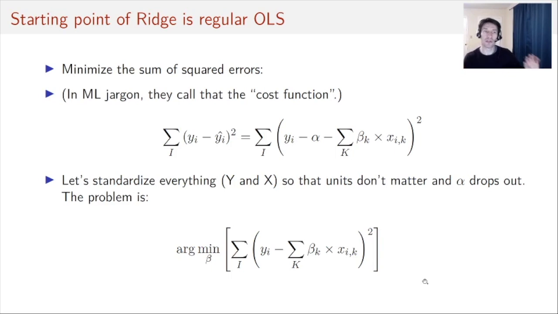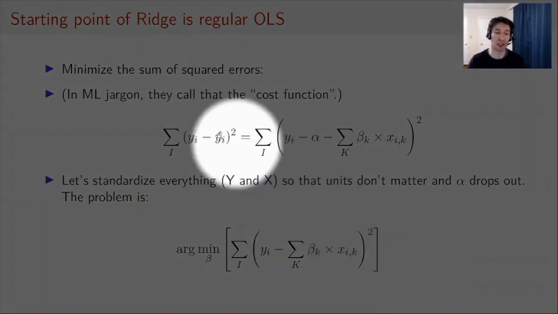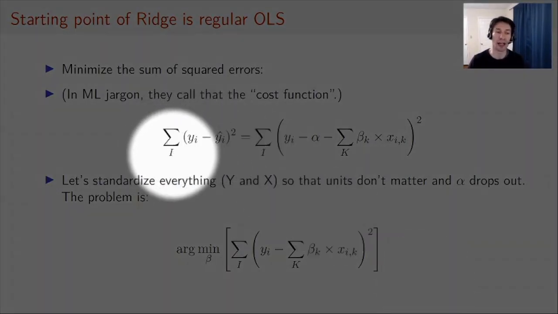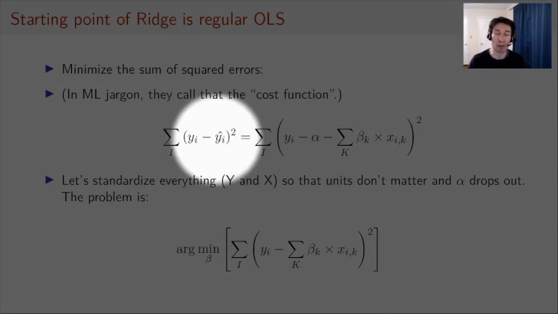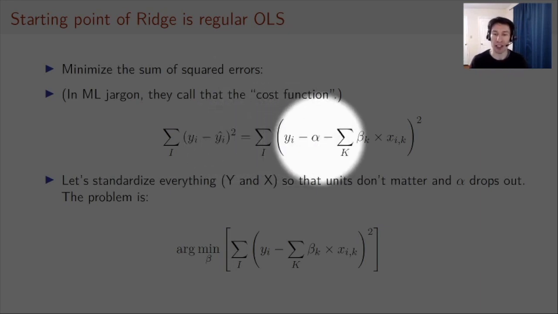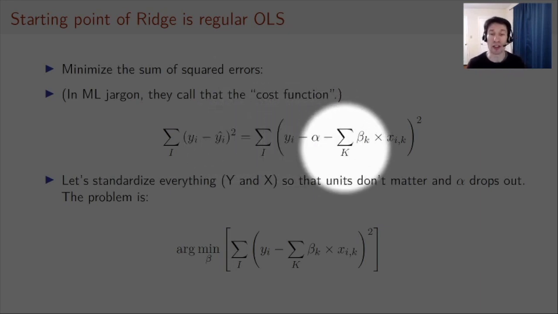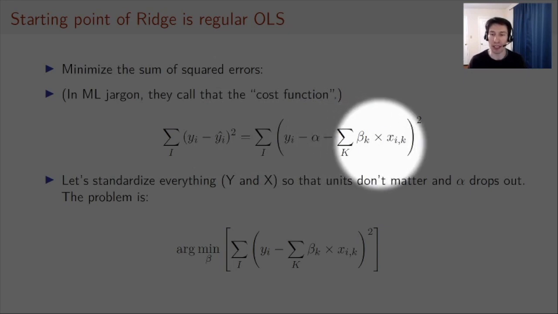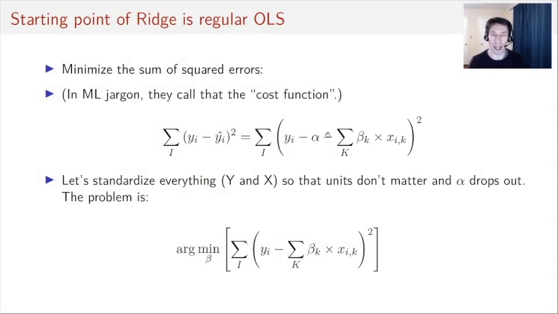So the starting point for ridge is just the regular OLS. Now, as a reminder, OLS minimizes the sum of squared errors. The sum of squared errors is the sum over i, your observations, of (yi minus y hat i) squared. Right? If you develop that, it's yi minus alpha minus the sum over all the k's, those are your variables, of beta k times xik, squared. Okay, so we call that the sum of squared errors. In machine learning, they call this the cost function, because in all of these methods, they're minimizing something they call a cost function. For OLS, this is the cost function.